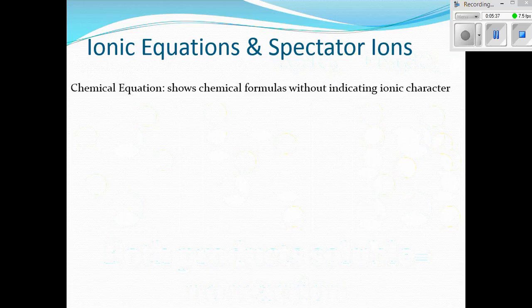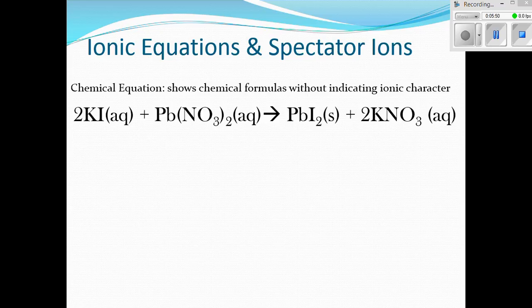Okay. Now we're going to look at what are called ionic equations and spectator ions. So of course the chemical equations show the chemical formulas without indicating ionic characters, so not including the charges, just straight up what's reacting, what's being produced.